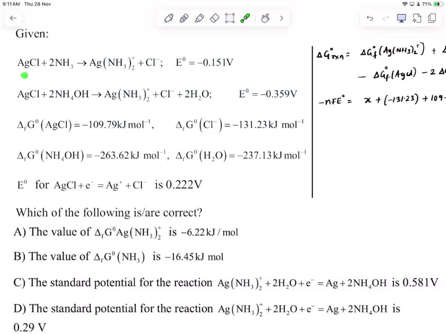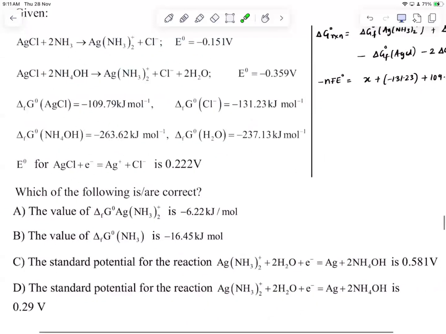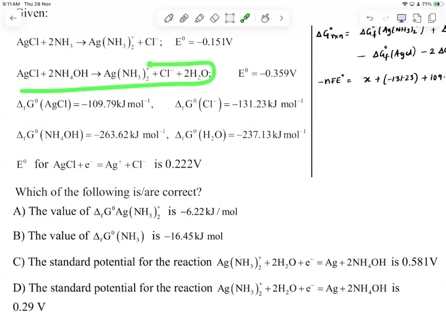See, whenever there is a complexation formation here, this is all coming from AgCl only, right? AgCl will have only one electron transfer. So we can always take this n as one electron, correct? E naught value is given, Faraday's is given. So you can get one equation of X and Y. Okay. Next, AgCl plus NH4OH is giving this value here.